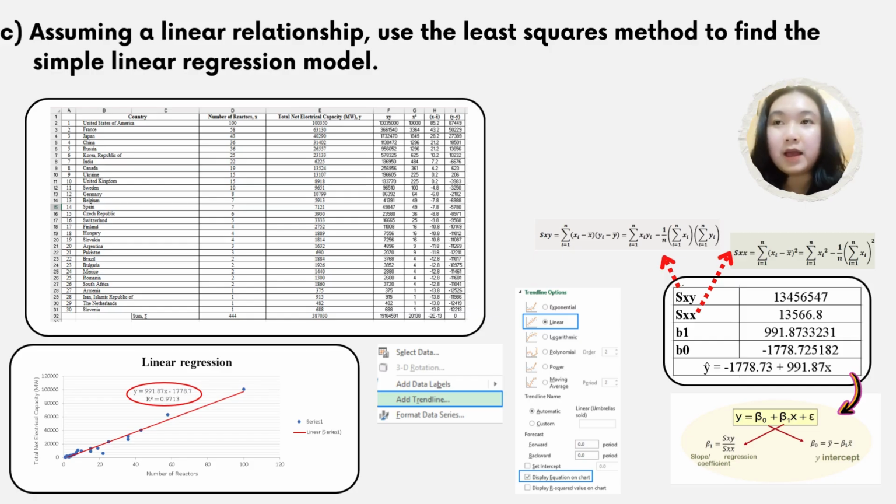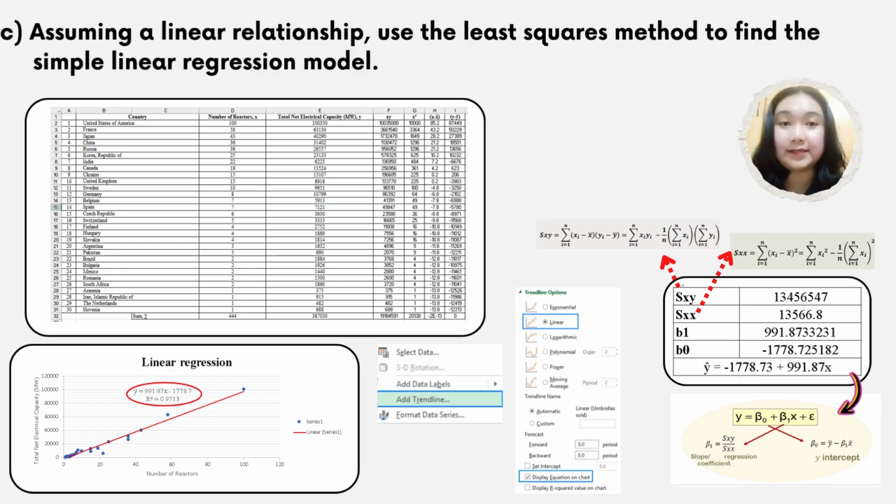After doing the previous slide's graph, right-click on any point and choose Add Trendline from the context menu. On the right pane, select the linear trendline shape and optionally check Display Equation and Display R-squared value on chart to get our regression formula: y equals negative 1778.73 plus 991.87x. As I noticed, the regression equation Excel has created for us is the same as the linear regression formula we built based on the coefficient output.